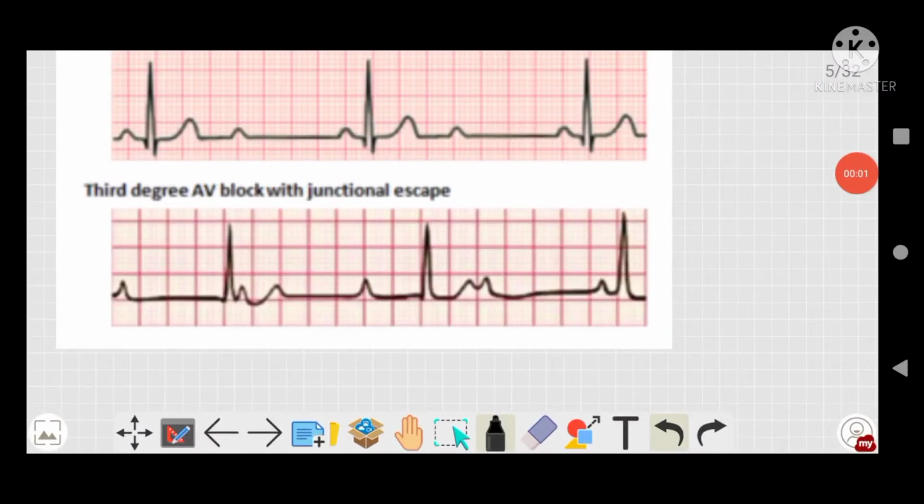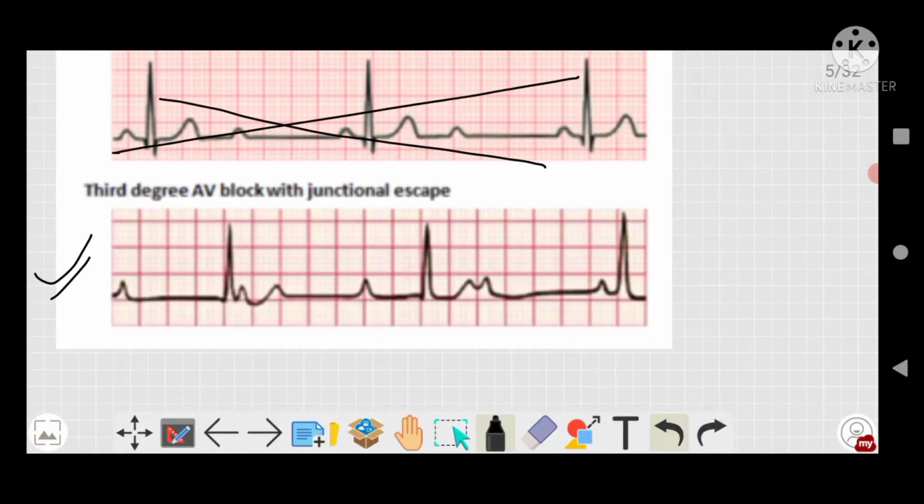Moving on, don't look at this ECG. Okay, this is our discussion about third degree or complete heart block.